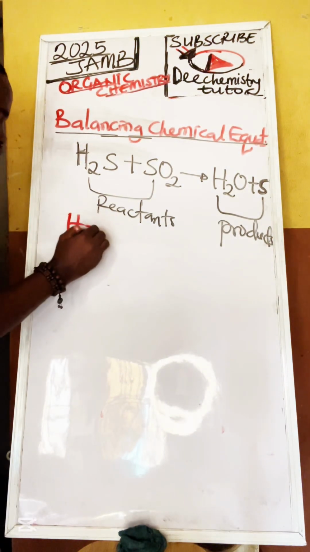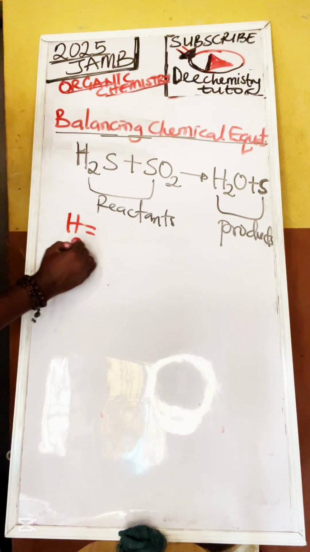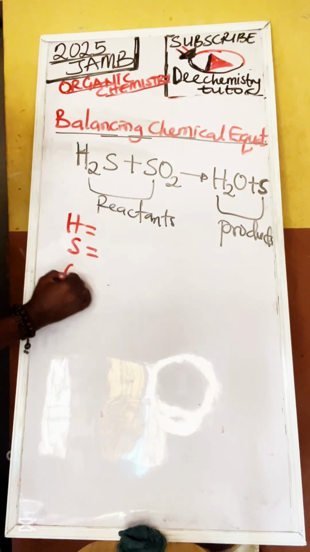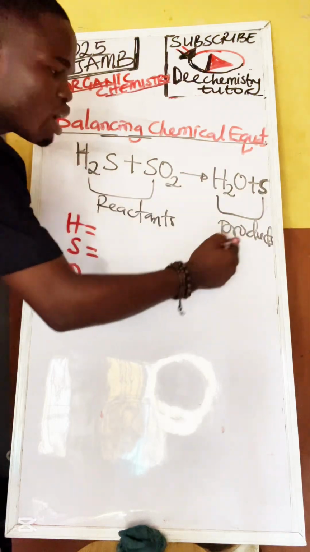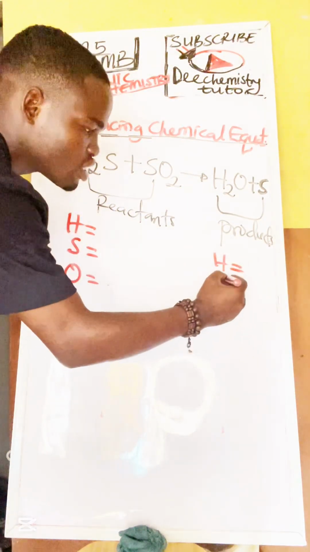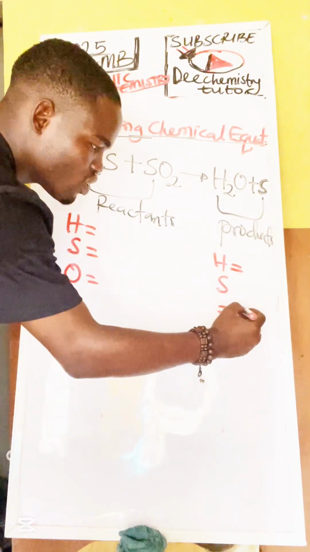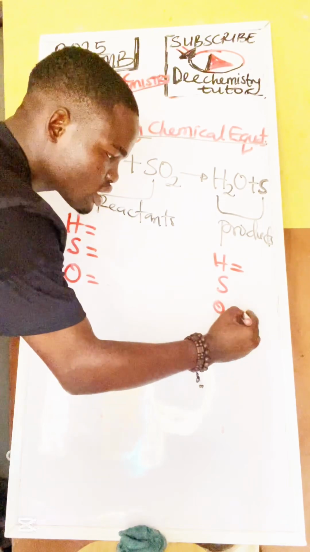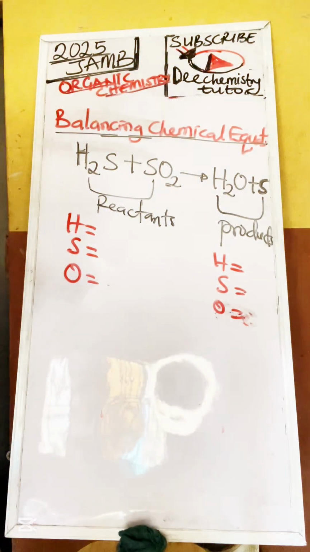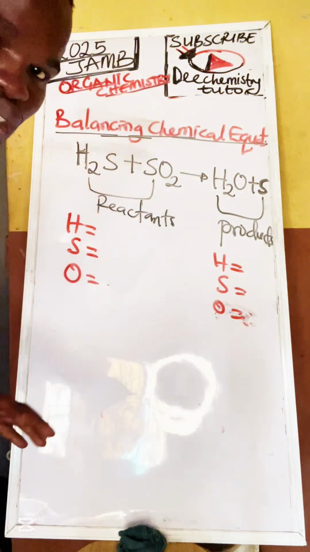Now, what is here? H is here. What is also here? Sulfur is here. What is also here? Oxygen is here. Now, the same thing happens here. H is here, sulfur is here, then oxygen is here, right? Now, look at what I'm going to do. I'm going to ask you some questions.